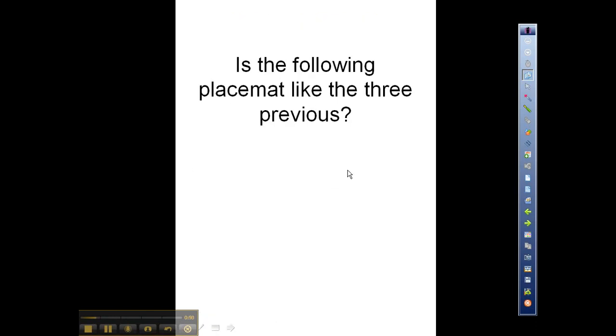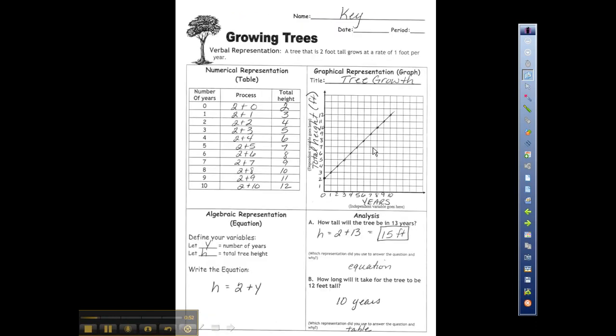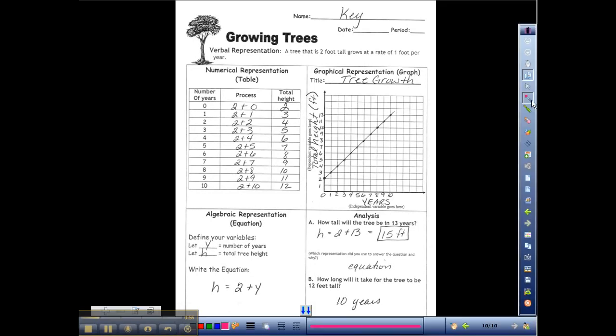Is the following placemat like the 3 previous? Remember growing trees? No. It didn't pass through the origin. Does not pass through the origin.